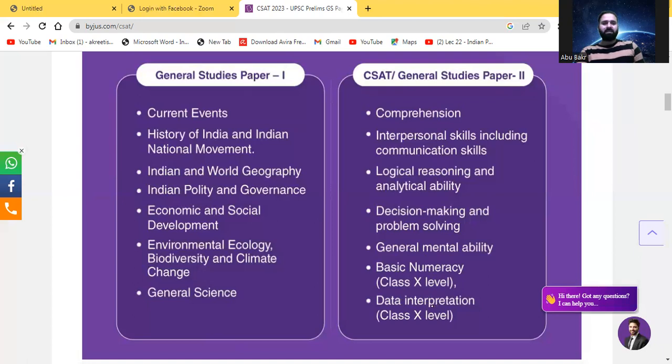Then you have data interpretation. You have to interpret the data. Histograms are there. Then you have bar diagrams. Tables are given to you and you have to analyze them properly. So this is in brief the syllabus of CSAT.